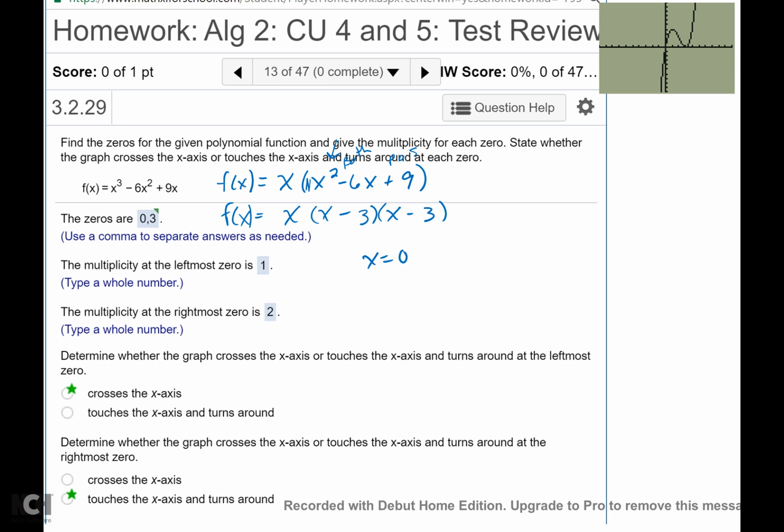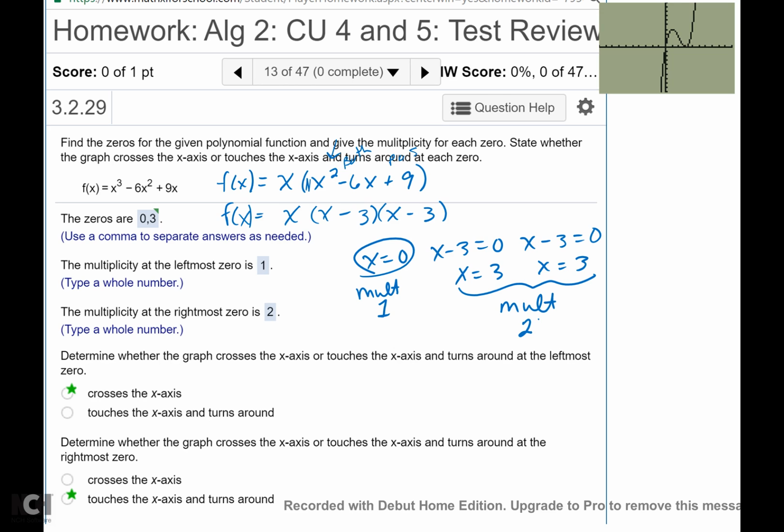So now I set each factor to 0 and solve. That's x equals 0 with a multiplicity of 1. This is x equals 3. This is x equals 3. So at x equals 3, it's multiplicity 2. Okay, so it says the zeros are 0 and 3. The multiplicity of the leftmost, leftmost would be the 0, so it has multiplicity 1. The rightmost, this 3 over here, has multiplicity 2. And since at the leftmost it's an odd multiplicity, it will cross. And at the rightmost one, the multiplicity is even, so it will touch and turn.